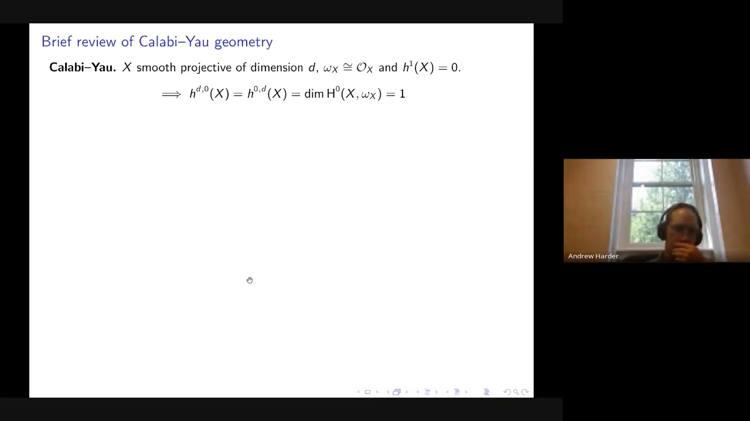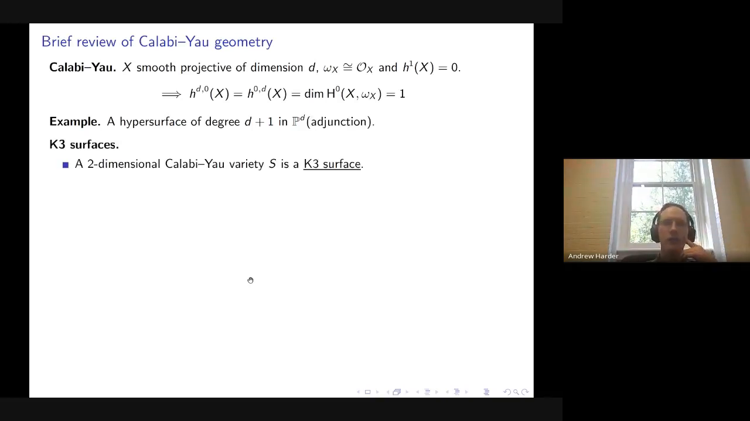A consequence of this, which will be used several times throughout the talk, is that H^d(X, O) which is equal to H^{0,d}(X), is equal to 1. So this is a necessary condition for something to be Calabi-Yau. Okay, so the standard example is a hypersurface of degree d+1, or maybe I should be saying d+2 in P^{d+1}. Maybe I should be saying d+1 there. By adjunction, this is Calabi-Yau.